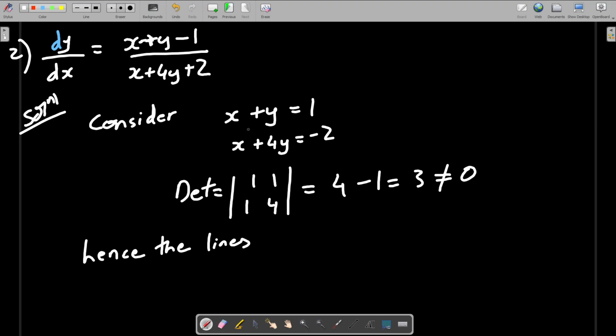And as I told you also, the coefficient numbers are different here. This is 1, 1, 1, 4. So they are not same. They are not multiples also. So they are going to be intersecting. Hence the lines are intersecting.